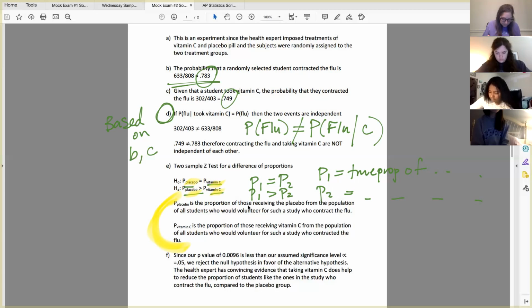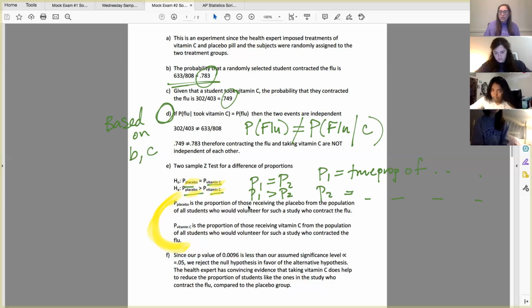And then for F, it gave you a p-value and asked what decision you would make. So we would reject because it's so small and conclude that the placebo is greater than vitamin C.